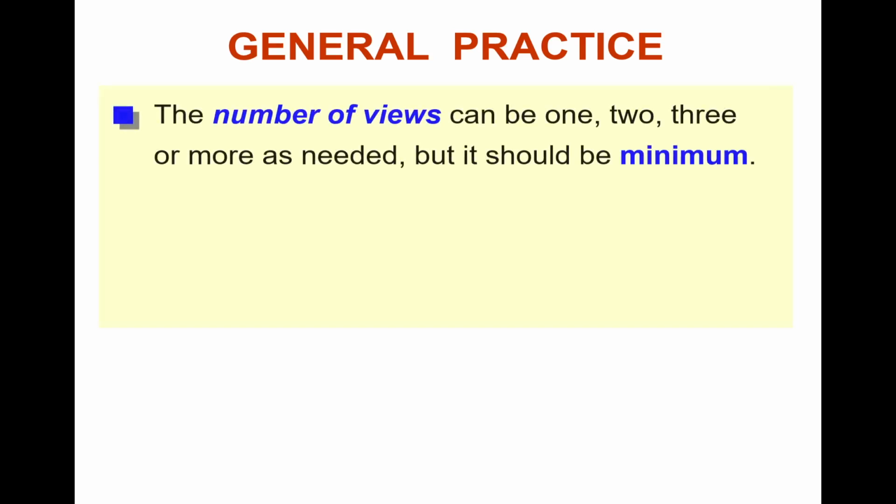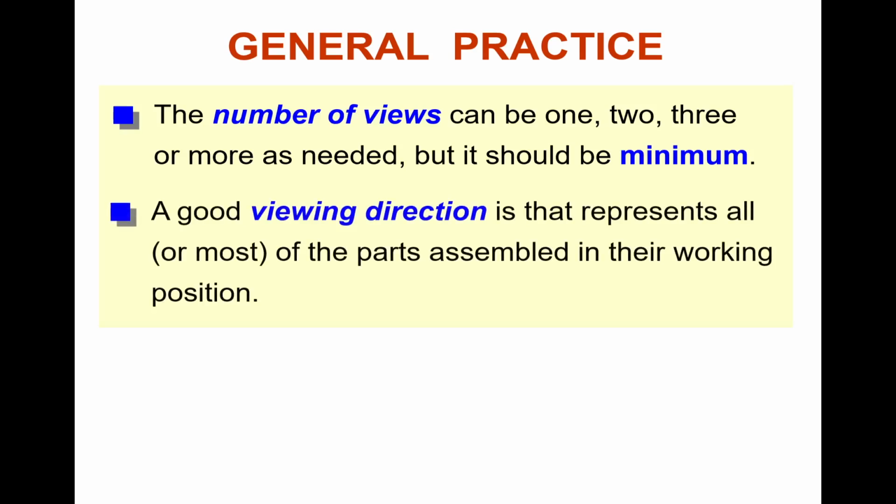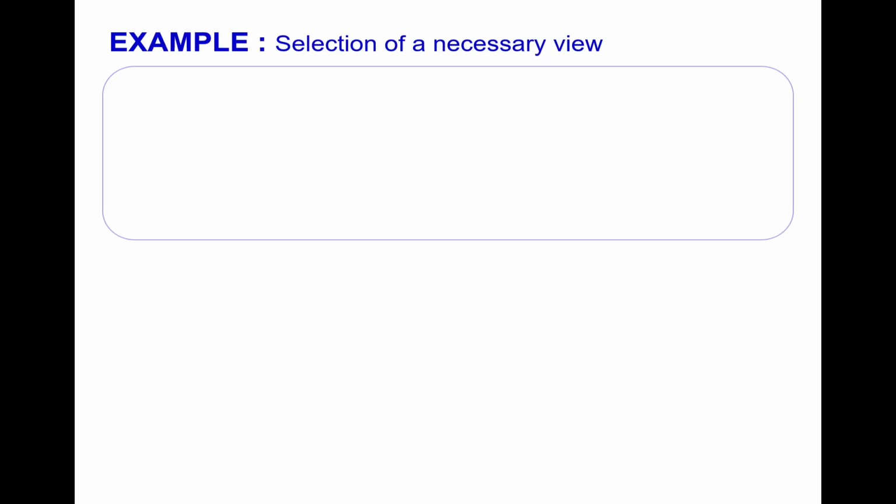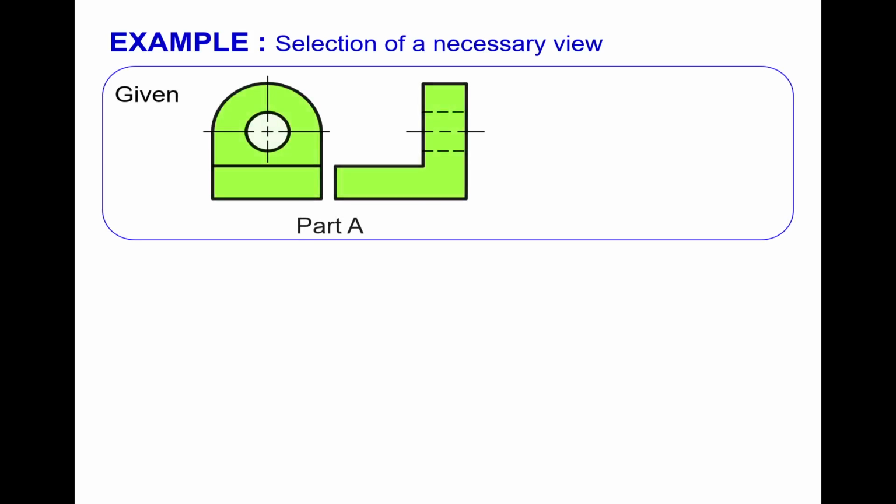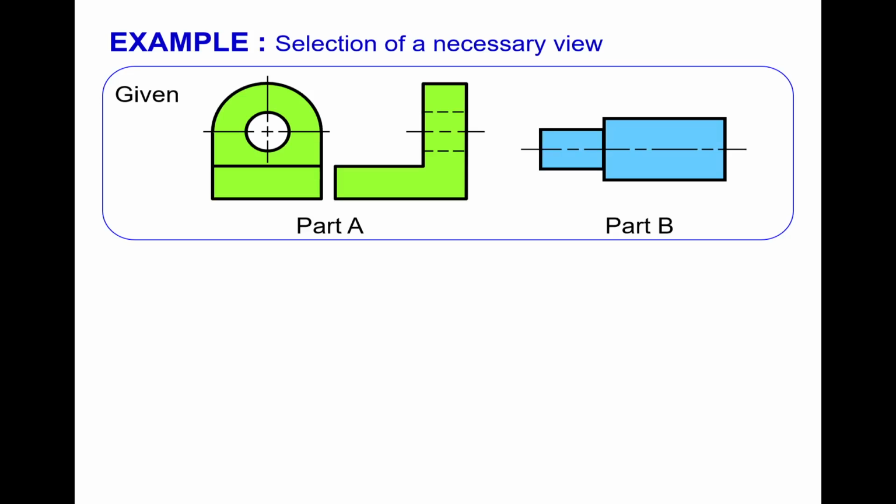Okay, let's look at the general practice. So the number of views can be 1, 2, 3 or more as needed, but it should be minimum. Okay, minimum should be 2 lah. Okay, atau the typical is the 3 views. The top, front and side view. Good viewing direction is that it represents all or most of the parts assembled in their working position. Okay, let's look at this example. So in this example, macam mana kita nak select of an accessory view. Okay, so for example, kita ada this one, part A and part B.